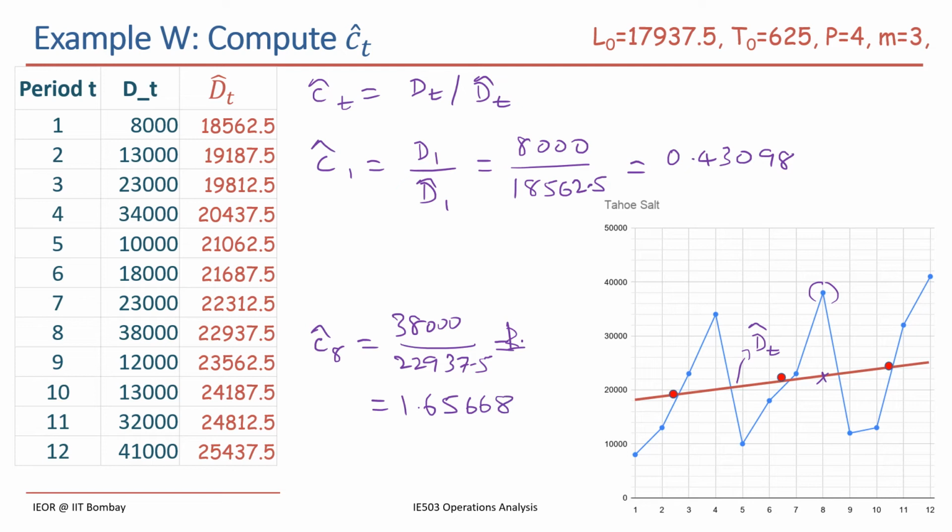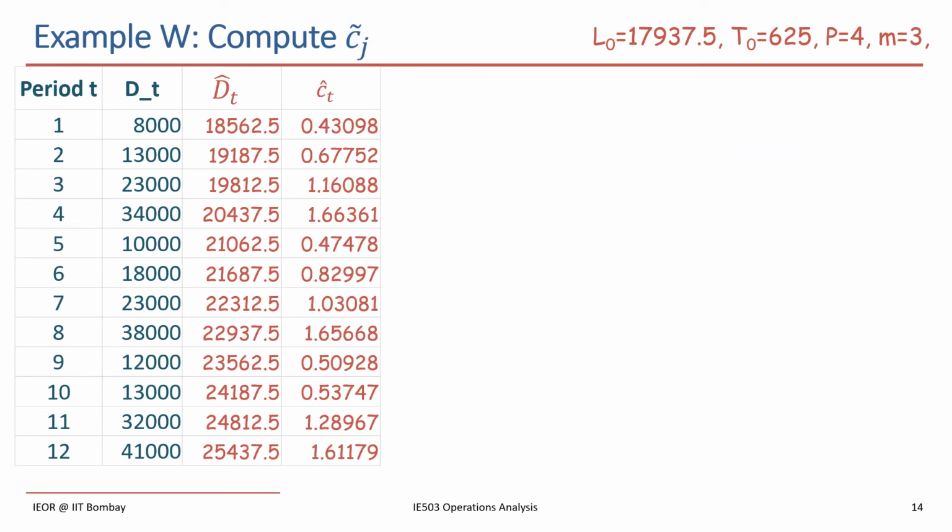So now we have C hat of t. We have two more steps remaining, C tilde of j's and c_j values. Now we have to compute C tilde of j.